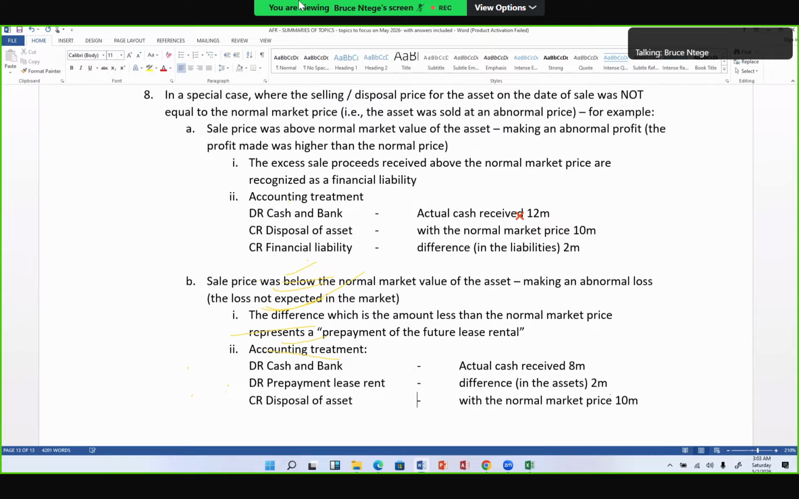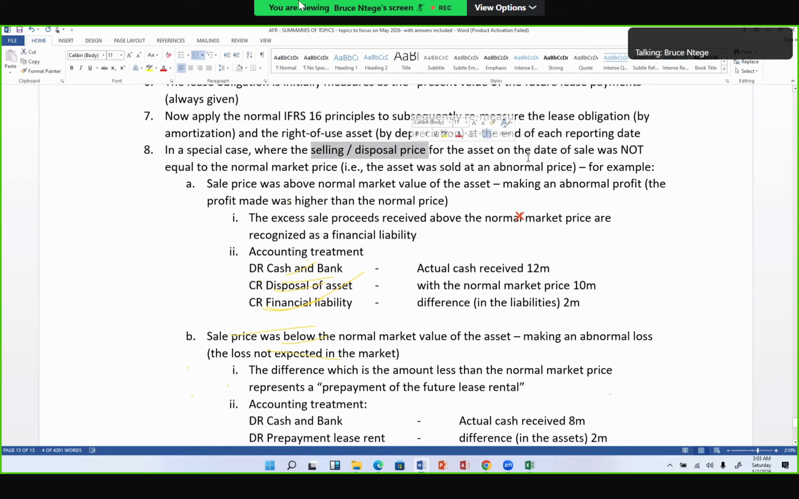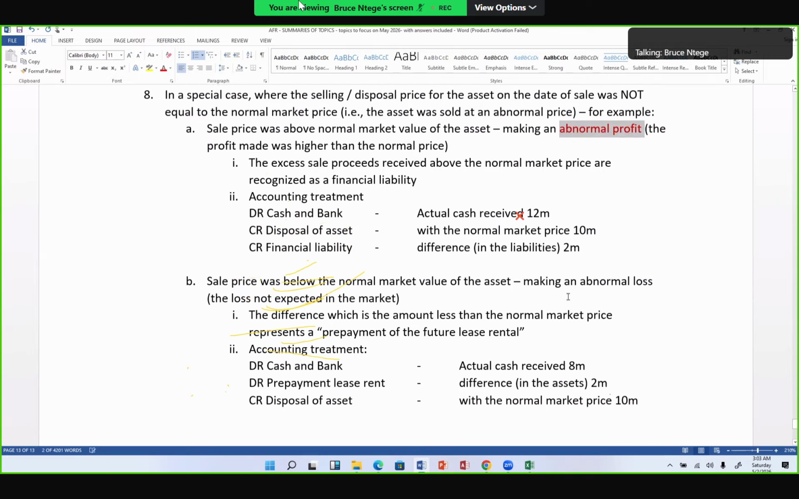So that's how you're running your show. In the exam, it's not very regular to get this principle number 8, that I have a special case when it came to selling that asset, which qualified under IFRS 15 that the performance obligations were actually transferred. The price of the sale was not the normal price, but a special price that brought something abnormal, either an abnormal profit or an abnormal loss.